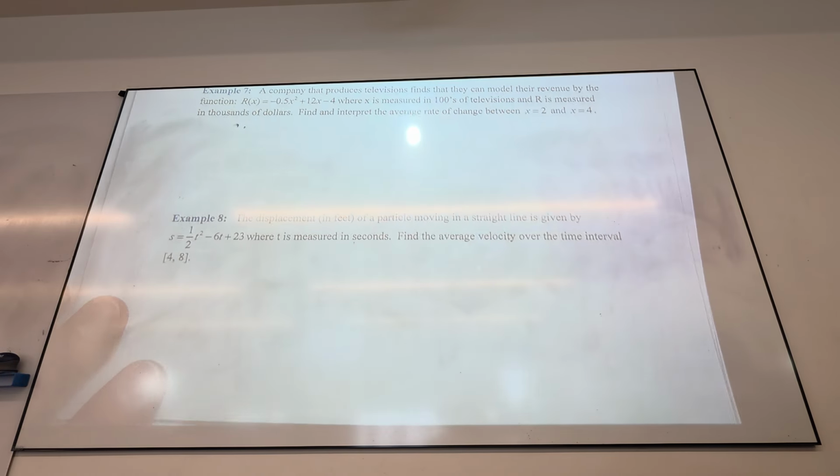So they give us a function. They don't give us a graph. They don't give us points. They give us a function, Dan. Find the average velocity over the time interval 4 to 8.